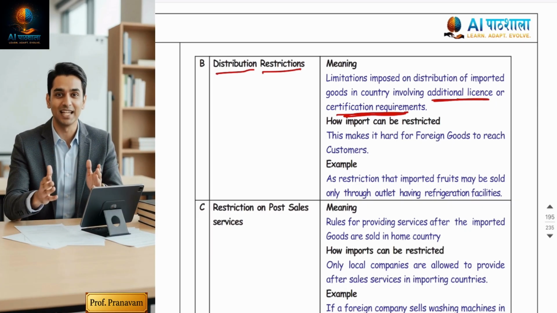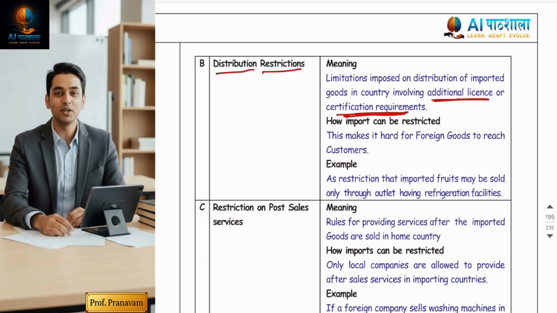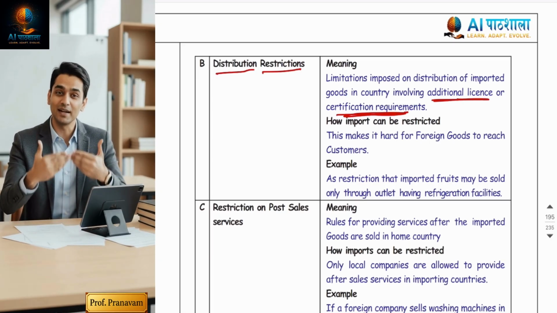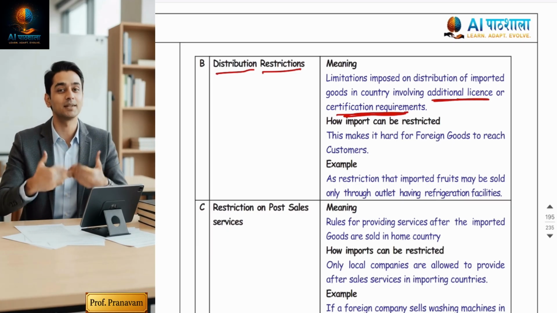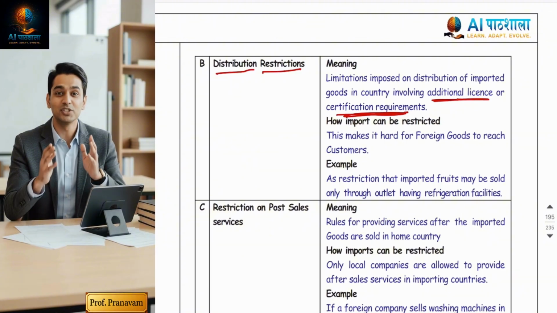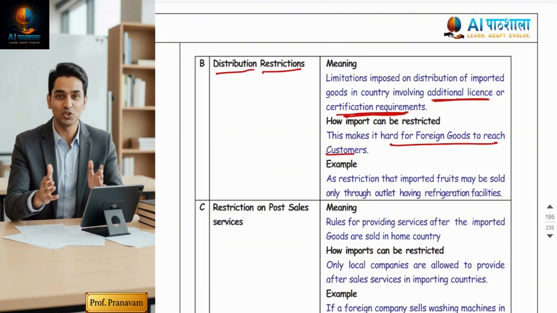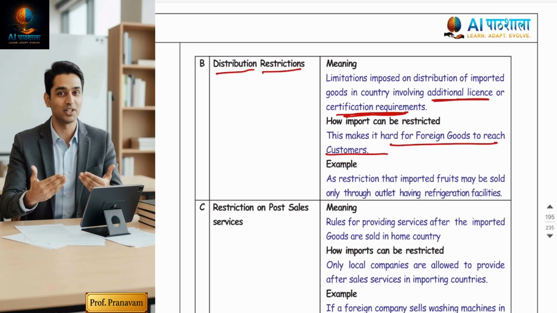Oh, so if license-oriented supply is going to be there, then not all the Tom, Dick and Harry companies can supply that product in the market. So supply will get restricted. Imported goods find it difficult to reach consumers and imports will get restricted.